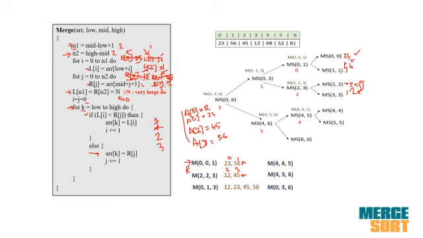So M0123 returns 12, 23, 45 and 56. Similarly for this case, 52 and 98 is returned. M456 returns 52, 81 and 98. And finally, when these two are compared, M0123 and M456, this returns the sorted array in ascending order. So I will ask you to just take a screenshot of this, and if you have any doubt regarding this, please let me know about it.